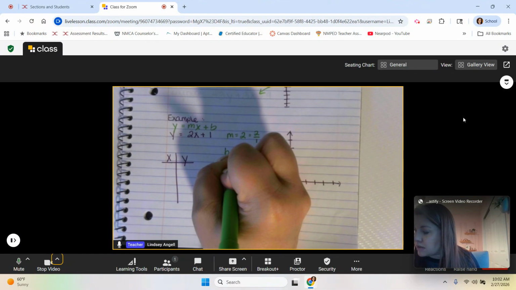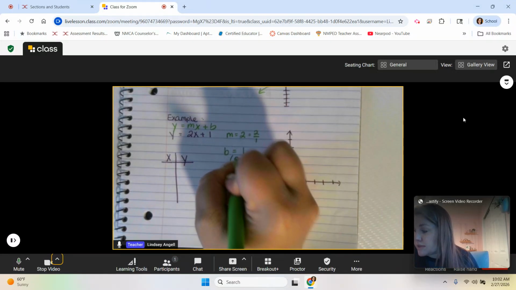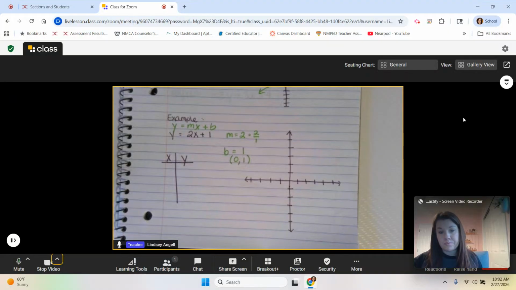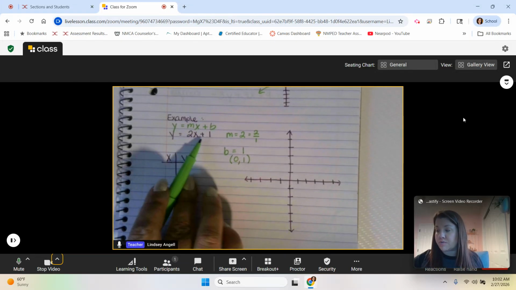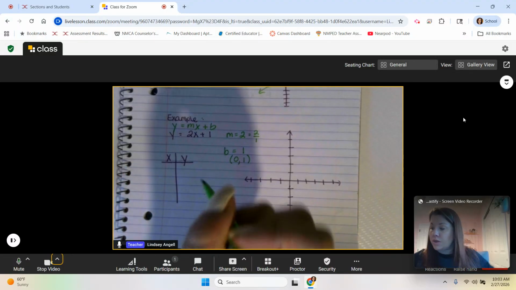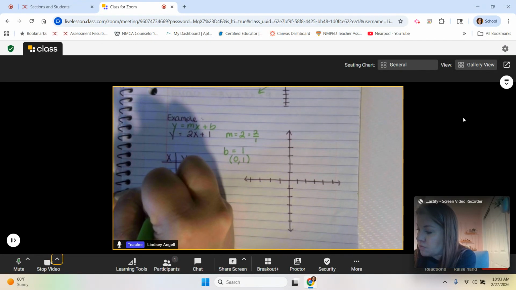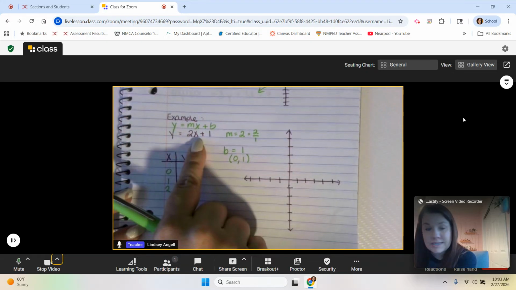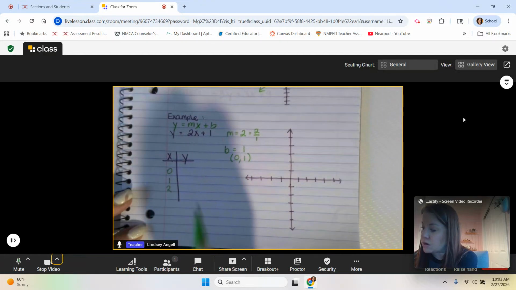And so the coordinate pair would be 0, 1. Okay, so we could do that. The other thing you could do is pull information from this, or coordinate pairs, by using a table. I could insert maybe 0, 1, and 2 into this equation, and I could get ordered pairs from it.